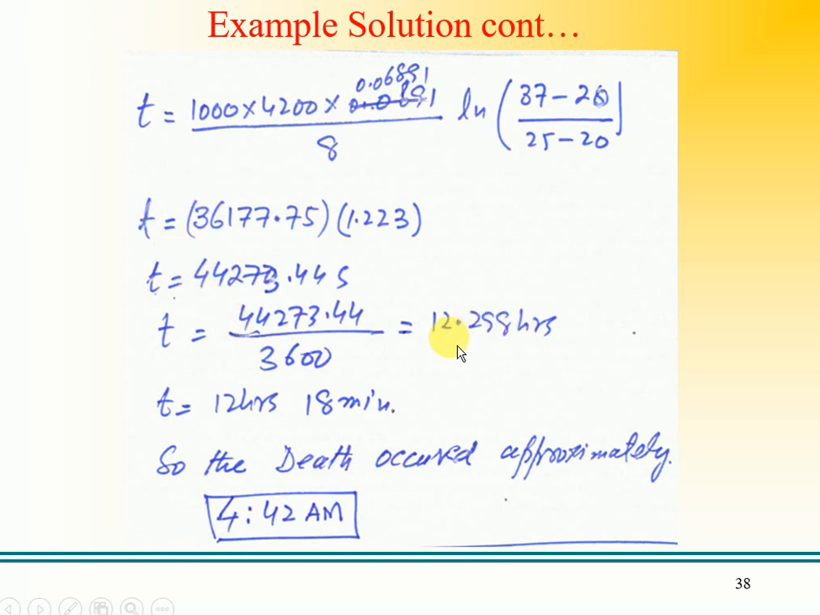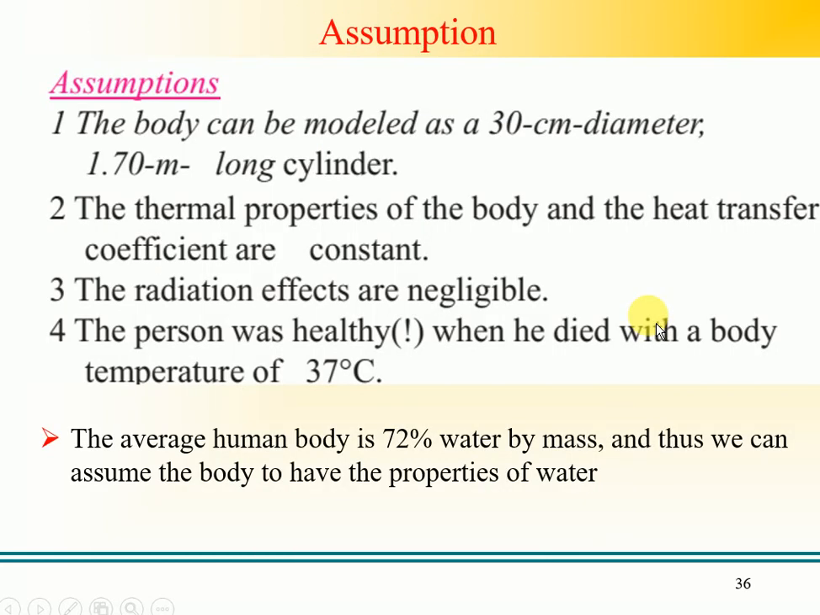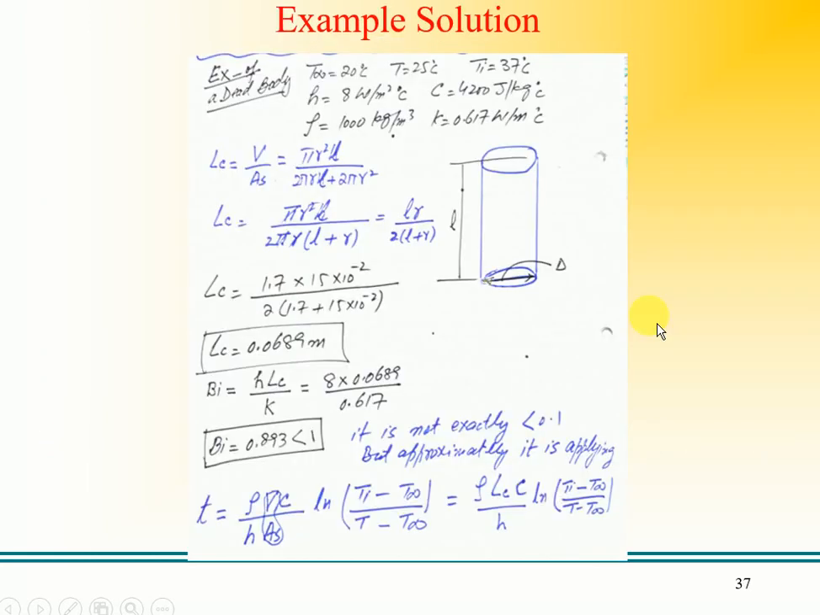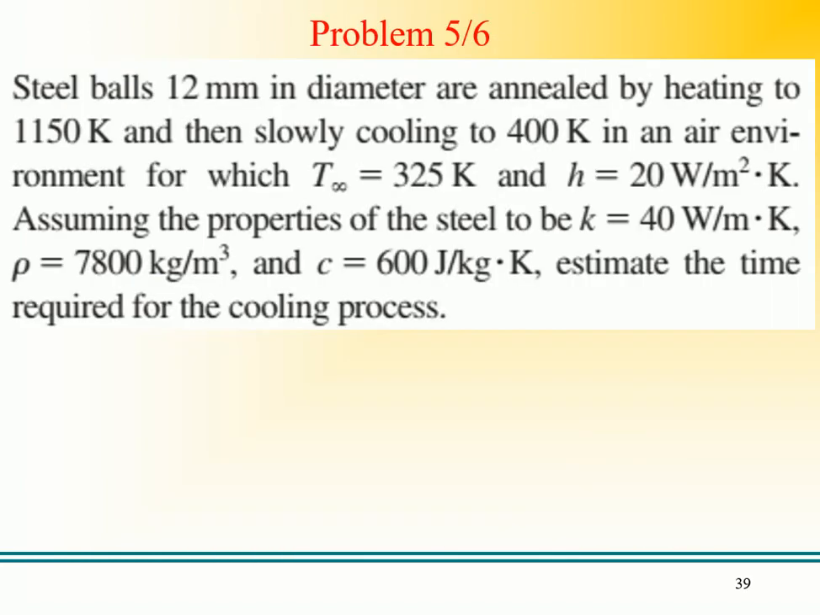We get the time is about 12.298 hours, or 12 hours and 18 minutes. So the death occurred at approximately 4:42 a.m. So this is the example just done for you of how to apply this transient conduction problem in reality.